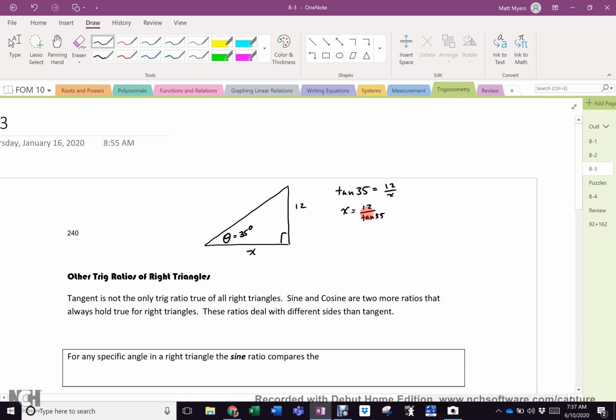And I just punch that into my calculator. Remember, forwards calculator, 12 divided by tan 35. Backwards calculator, 12 divided by 35 tan. And then you got to hit equals at the end of it all.